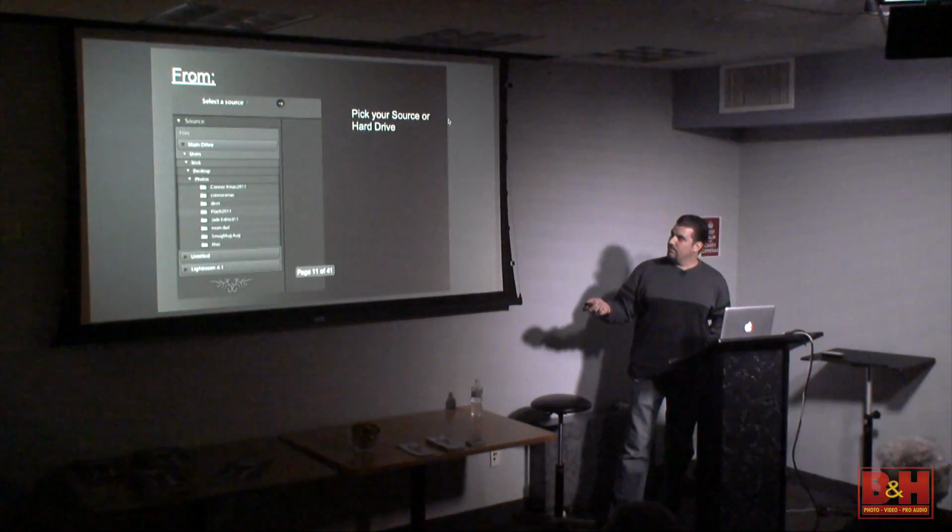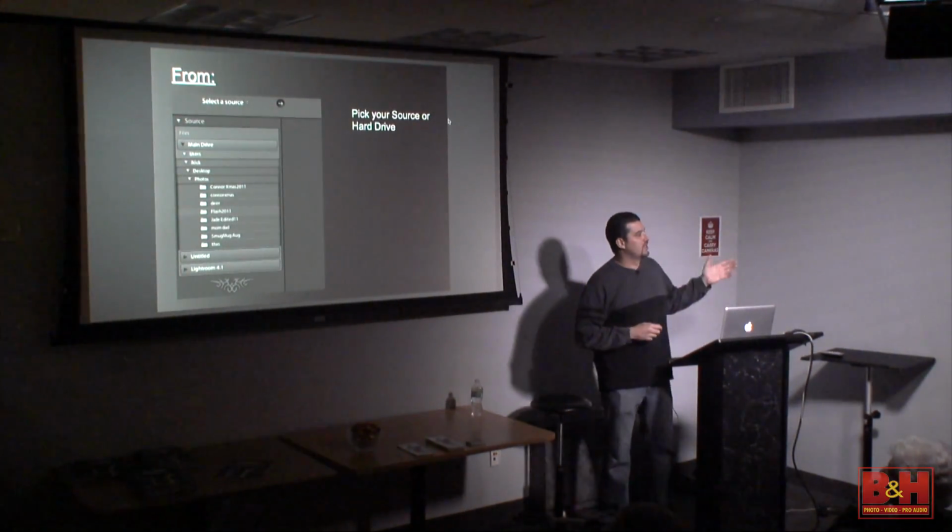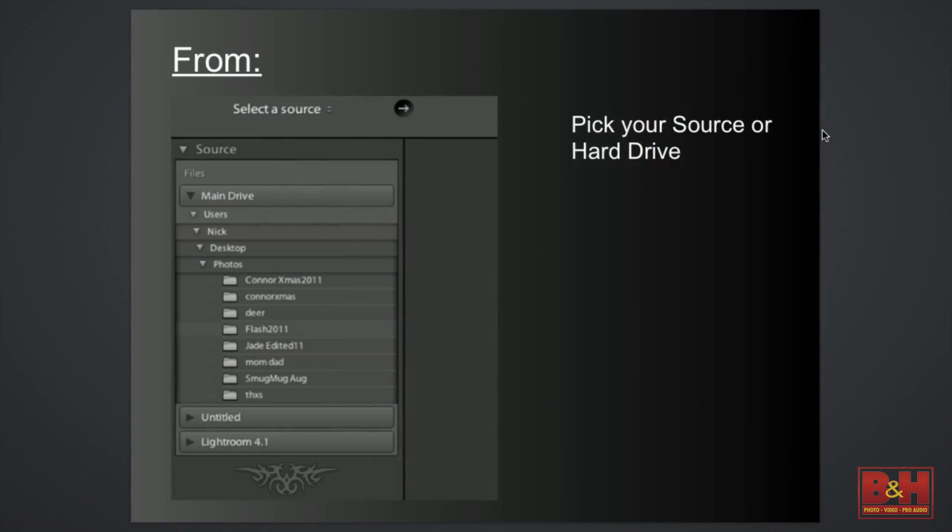So the from side. So this is just the left side of the screen. So from, you're going to pick your source drive. If it's your CF card, it automatically populates above the main drive, and it actually opens it and checks everything off for you. So if it's not, you're just going to go find it in there. You're just going to go through until you see your folder, and then click it.